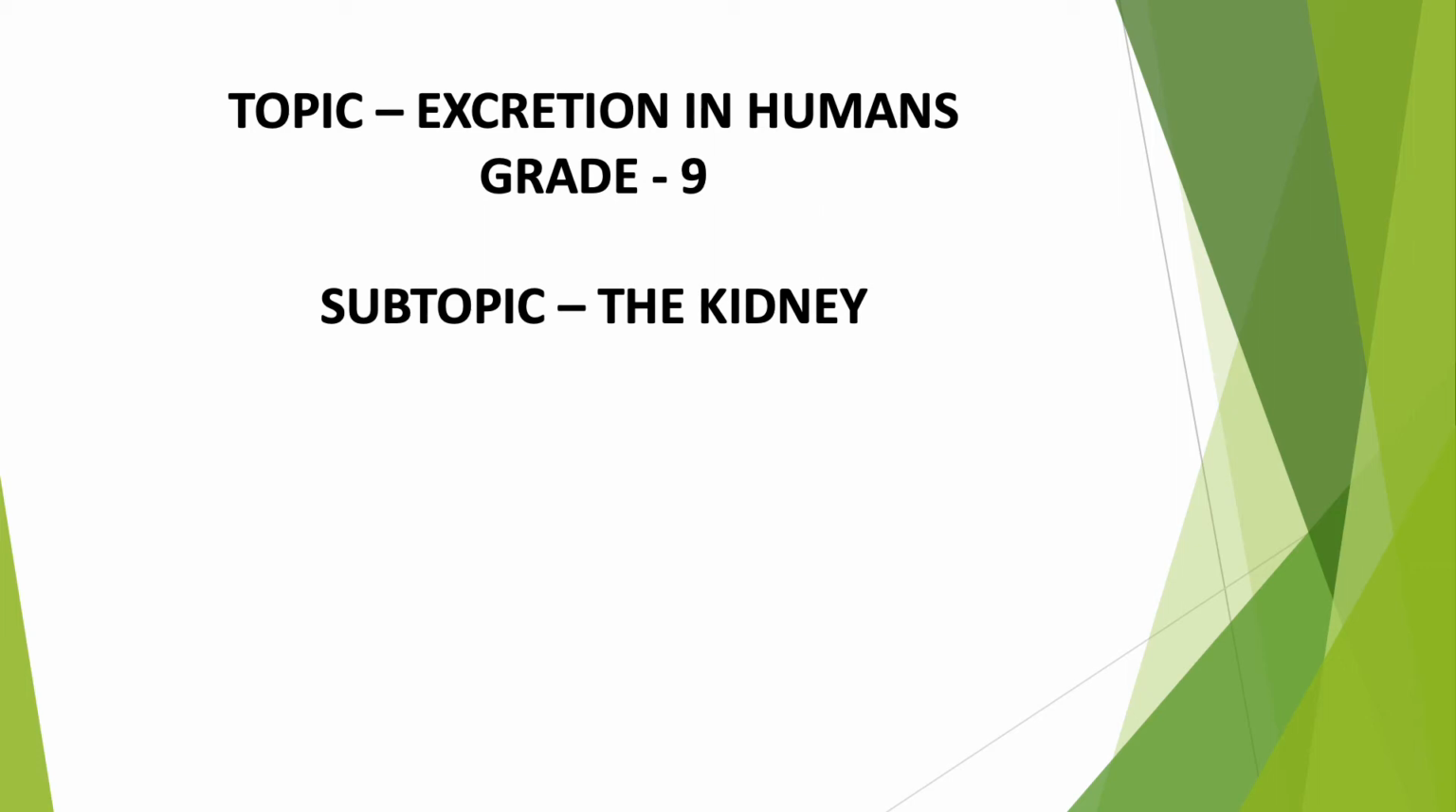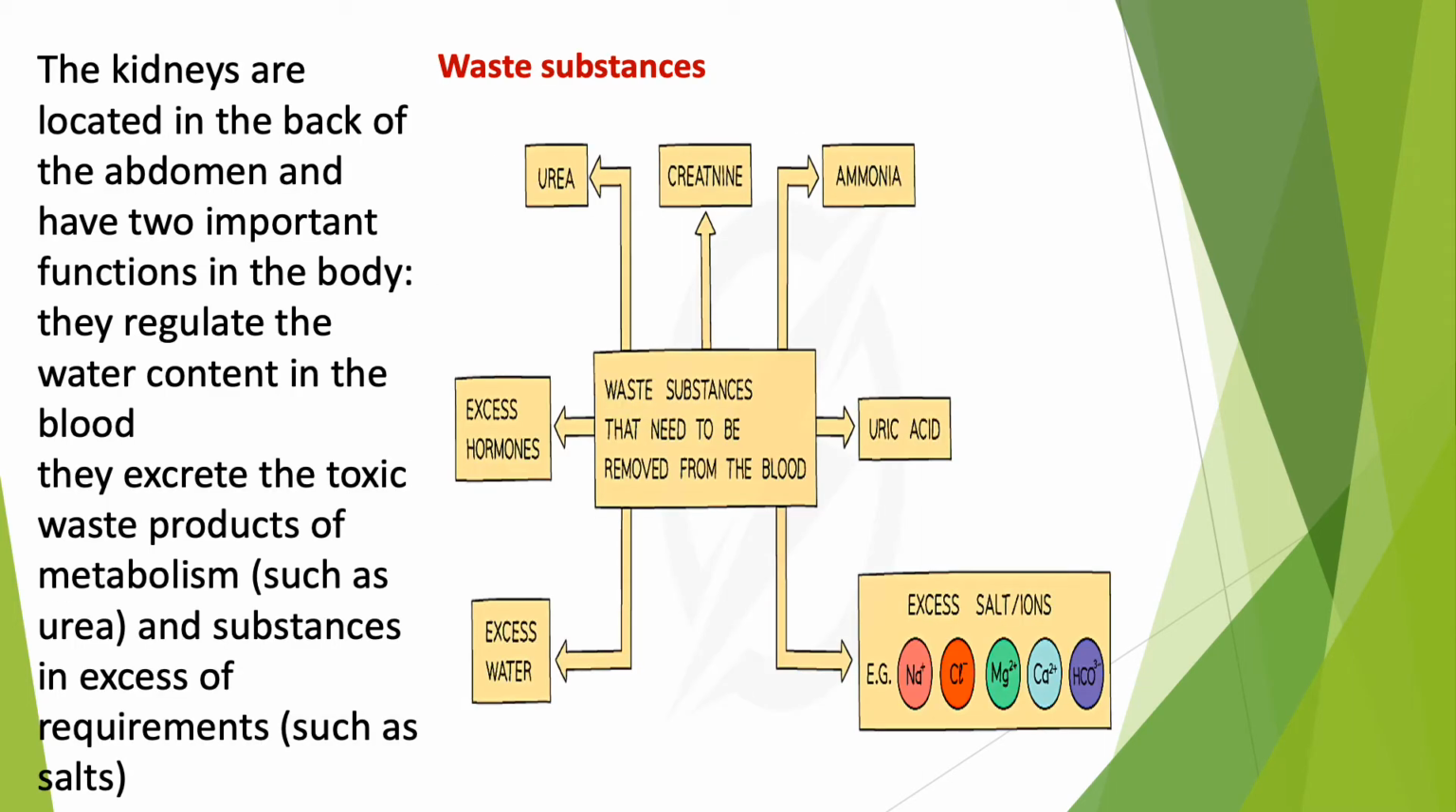Hello everybody, welcome back for today's revision session on the kidney from the chapter Excretion in Humans. The kidneys are located in the back of the abdomen and have two important functions in the body. They regulate the water content in the blood, and they excrete the toxic waste products of metabolism.